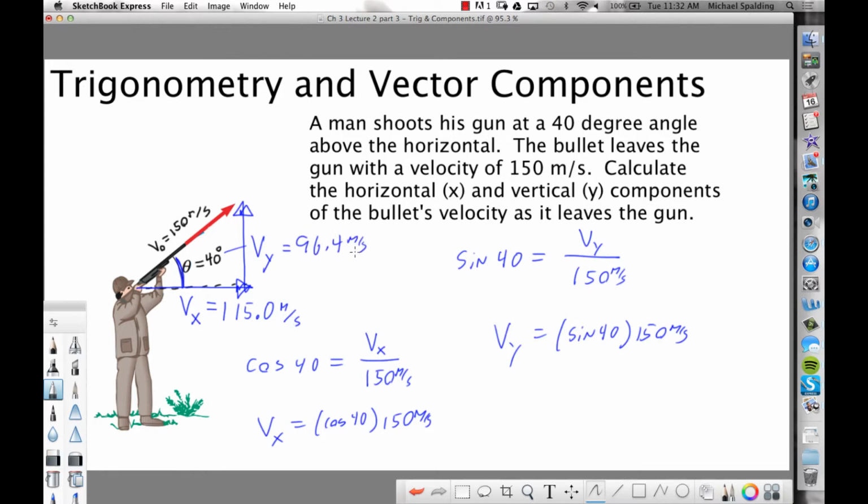Now, hey, what if your angle was off the vertical? That'd be kind of weird, but what if we were given this angle up here? Well, you could show your components off the vertical, same exact thing. Here's Vy, there's Vx. Right? Only here you would be using what angle?